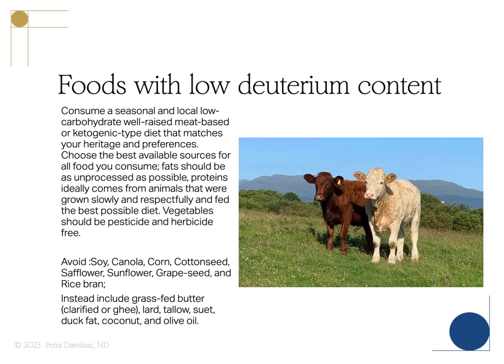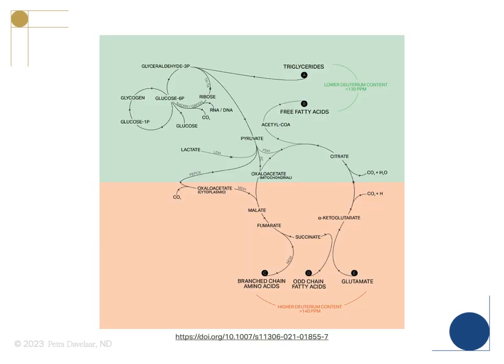Fats should be as unprocessed as possible. Proteins ideally come from animals that were grown slowly and respectfully in their preferred habitat and fed the best possible diet. Vegetables should be pesticide and herbicide free. Avoid industrial fats such as soy, canola, corn, cottonseed, safflower, sunflower, grapeseed. Instead, include grass-fed butter, lard, tallow, suet, duck fat, coconut, and olive oil. The importance of the quality of the food cannot be overstated.